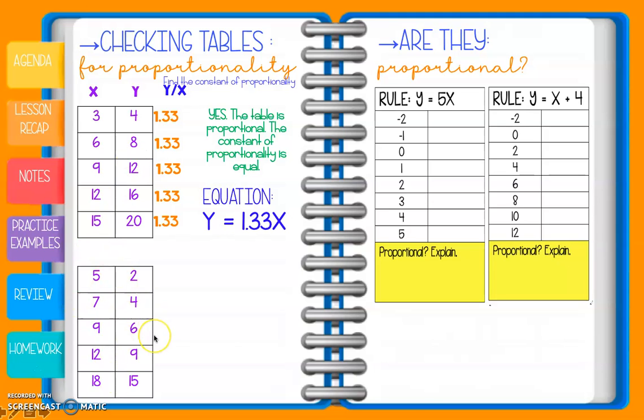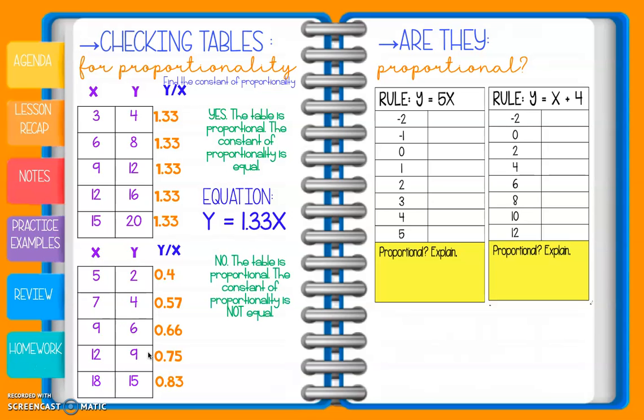Okay, all right. So let's take a look at our second table. First column is our x's, second column is our y's. We're checking to see if it's proportional first. So we're going to do our constant of proportionality, y divided by x. 2 divided by 5 would give us 0.4. 4 divided by 7 would give us 0.57. 6 divided by 9 would give us 0.66. 9 divided by 12 would give us 0.75. And then 15 divided by 8 would give us 0.83. So no, we know that this table is not proportional because the constant of proportionality is not the same.